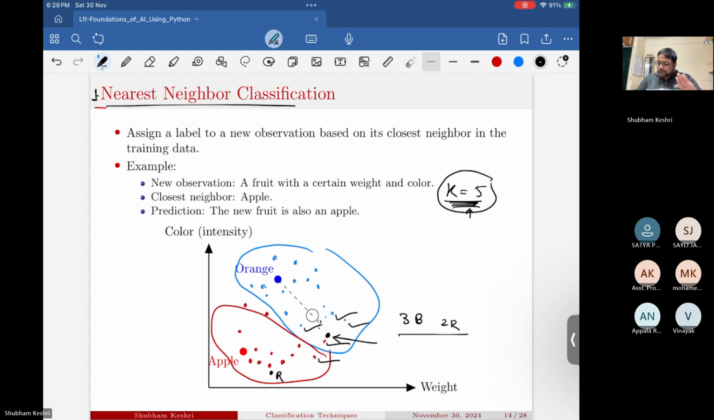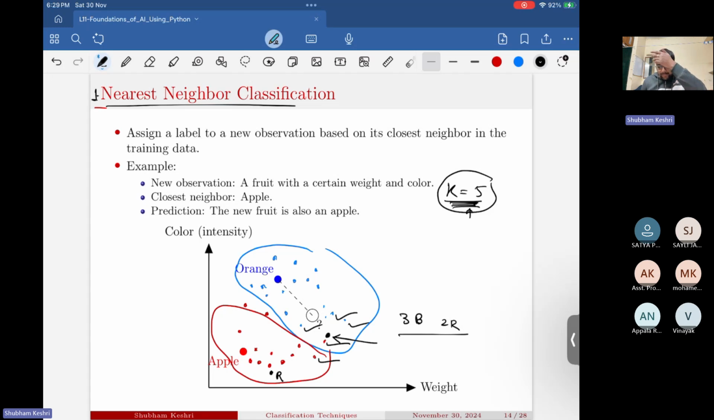Okay, so I hope you have understood the k nearest neighbor algorithm. Let me just tell you again. Whenever you get a point to predict, it has to check which are the k number of neighbors closest to it, and then it checks which are blue and which are red, and then it predicts the class which has the higher count.